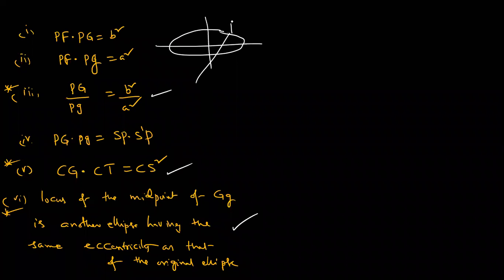This is the normal. Getting the point? This is capital G, this is small g. What is the relation? PG by Pg is equal to b square by a square. Now this is the C, this is the T. So CG into CT is equal to CS square. That means CG, CS, CT are in GP. Dear students, you can write it like this also: CG, CS, CT are in GP at this point.